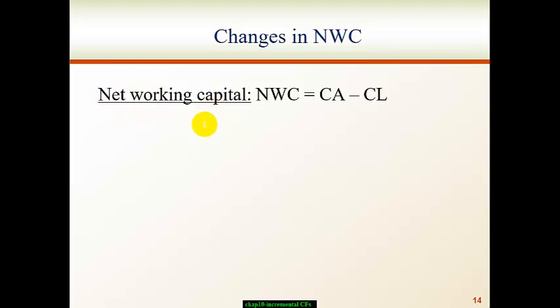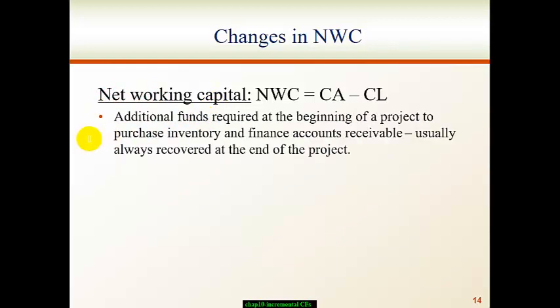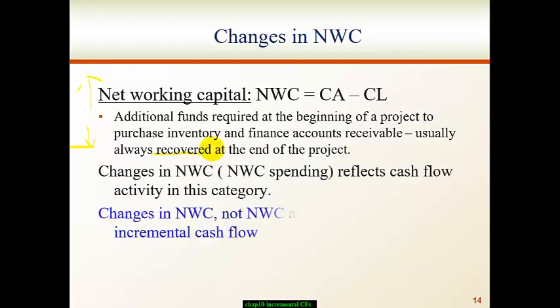Typically, at the beginning of the project, you need more money in the net working capital account. Later on, when you start to operate, sell goods, and collect the money back, this account will tend to be freed and fully recovered in the end. Notice that what matters is how much more you allocate into net working capital: the change in net working capital or net working capital spending, not the level.